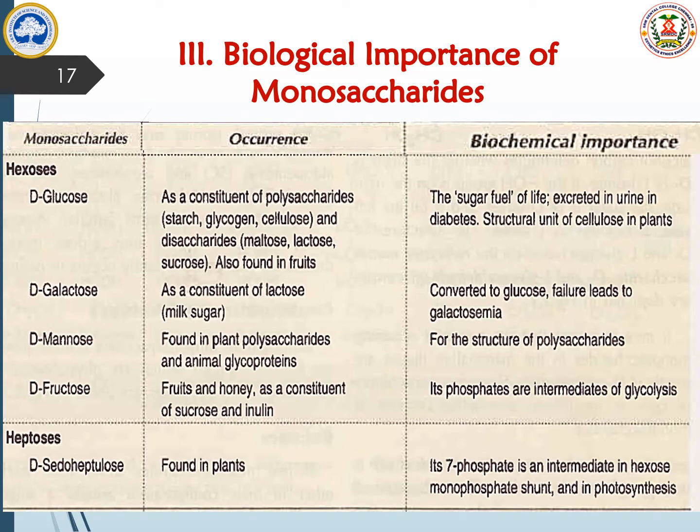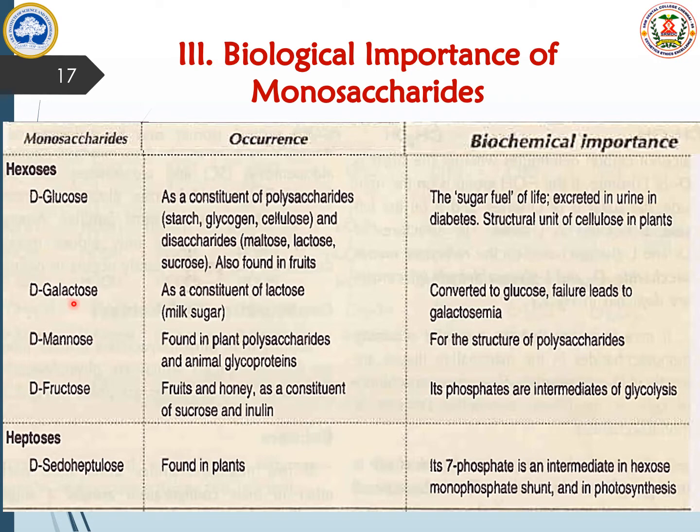This slide shows the biological importance of hexoses and heptoses. Glucose is an example of aldohexose, which is present in polysaccharides, for example starch, glycogen, cellulose, and also present in disaccharides such as maltose, lactose, sucrose. The glucose is also found in fruits. The glucose is considered the sugar fuel of life, as all living organisms depend on glucose to derive energy. The glucose gets excreted in urine during the condition called diabetes.